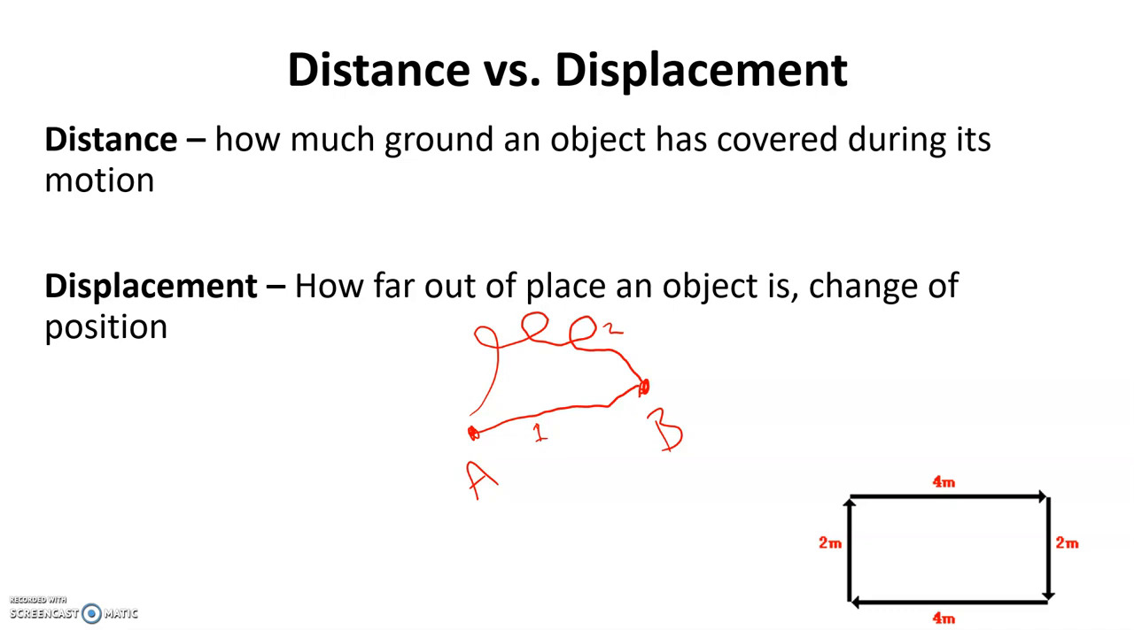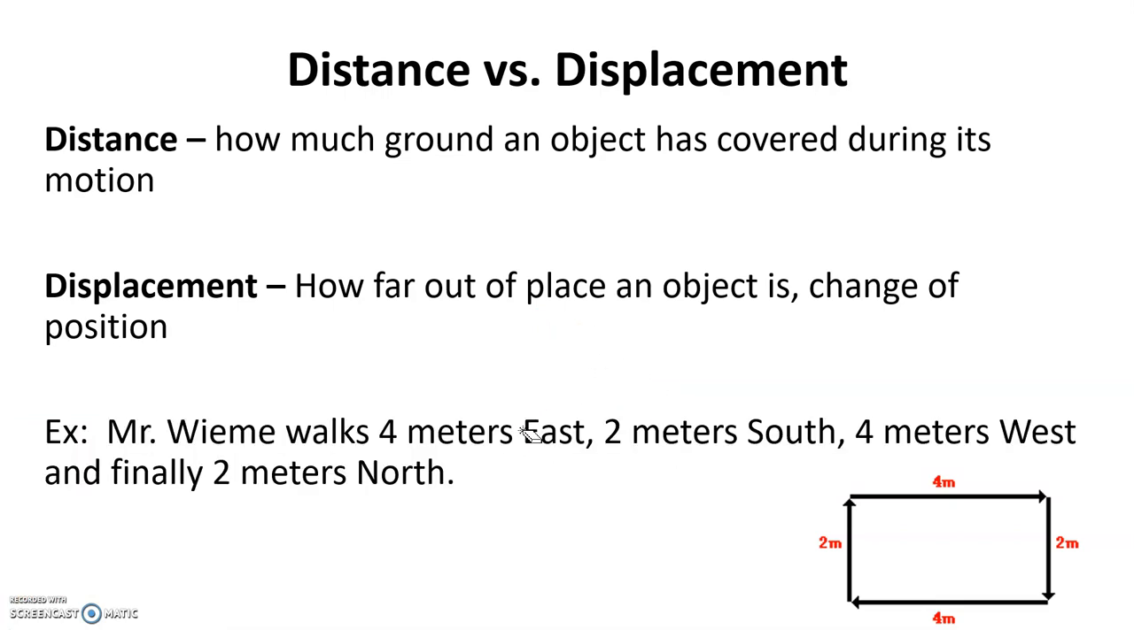Did they have the same distance? The answer is most definitely not. Person 2 really went out of his way to take a very weird path, where the other one took more of a direct straight line path. So that's distance and displacement.